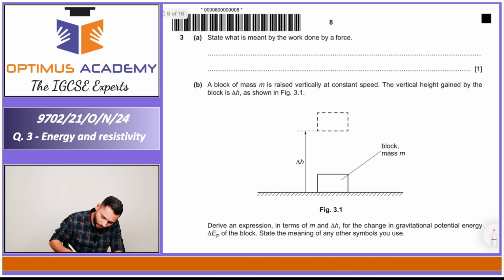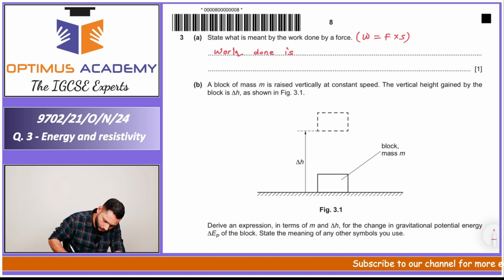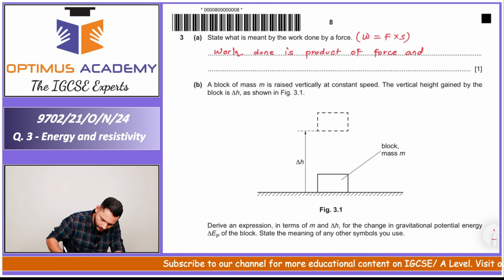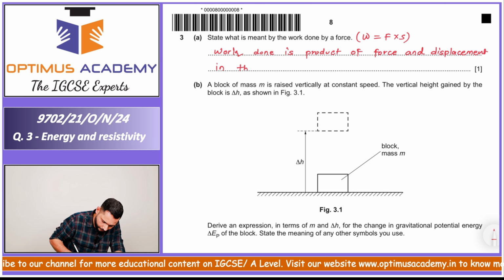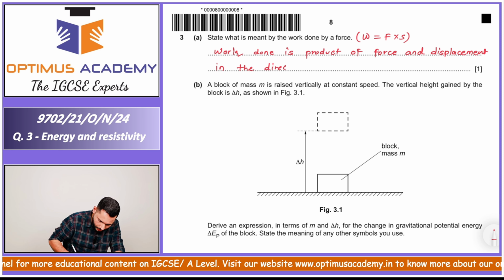Okay. So it says state what is meant by the work done by the force. We know the formula for work done. Work done is force multiplied by displacement. So we can write work done is the product of force and displacement in the direction of force.